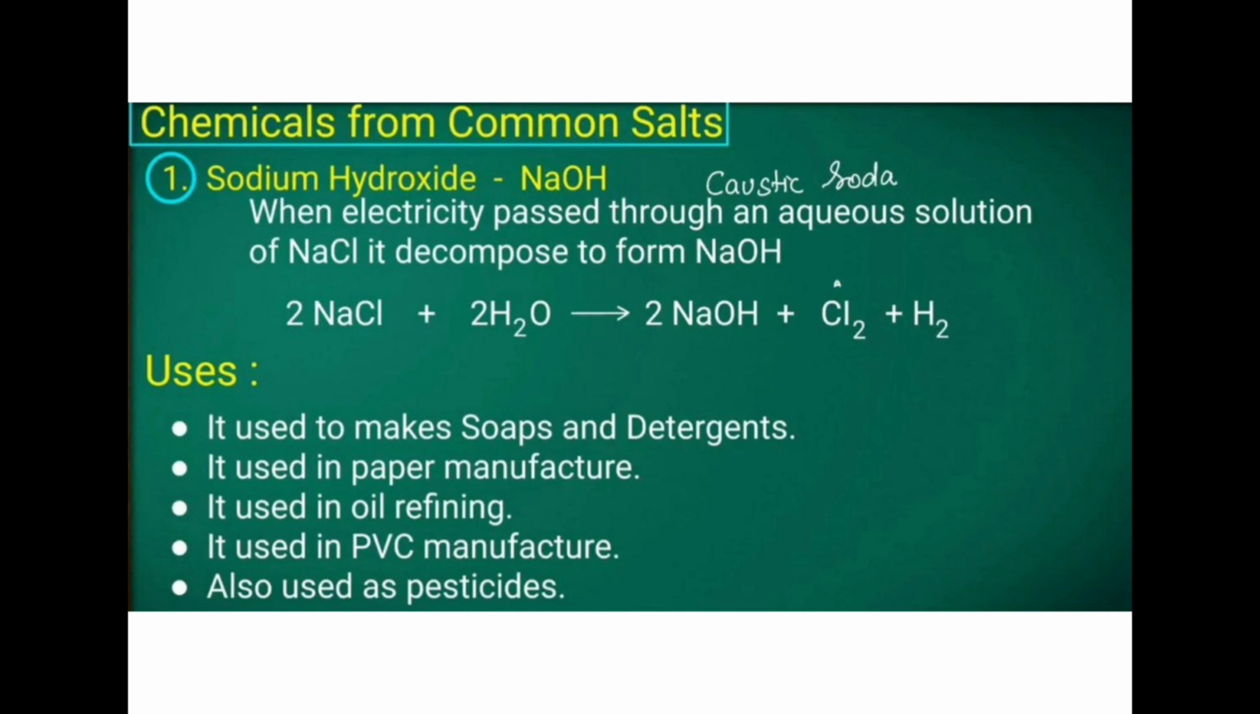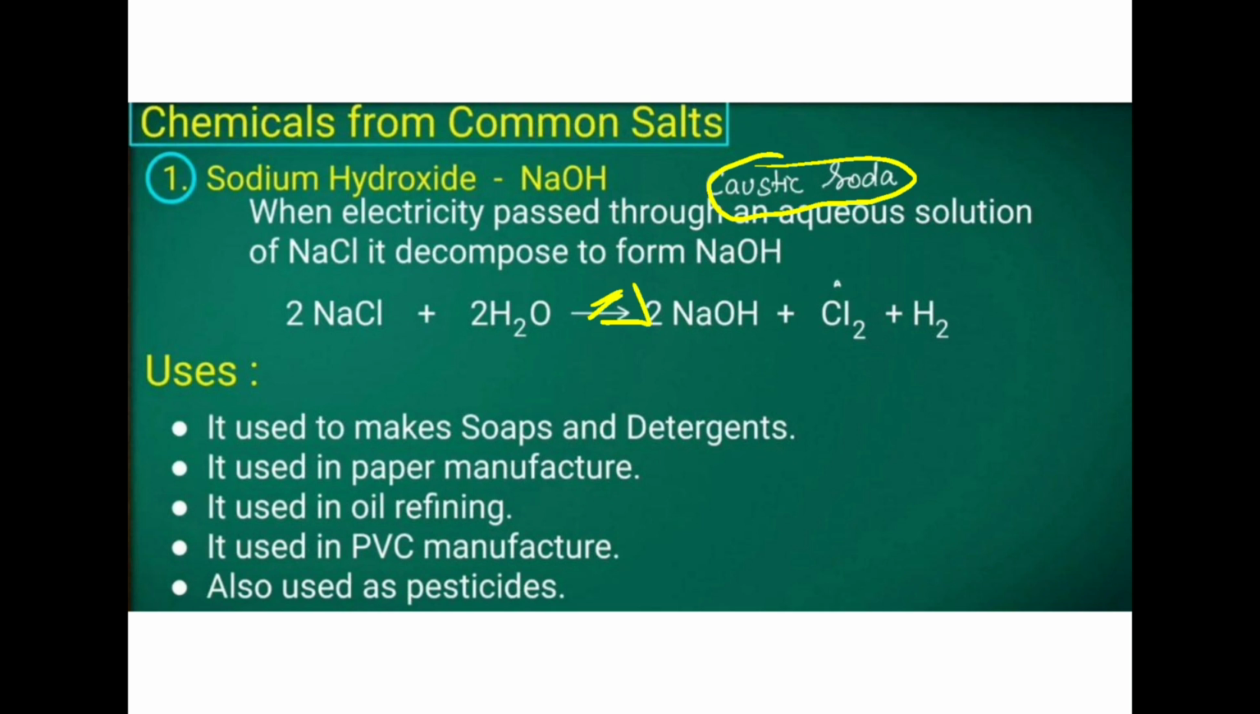So sodium hydroxide, or it's called caustic soda. So how is it formed? It is formed when sodium chloride plus water, in the presence of electricity. So electricity is needed here. In the presence of electricity, it will be producing sodium hydroxide.